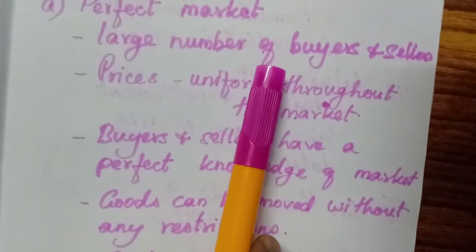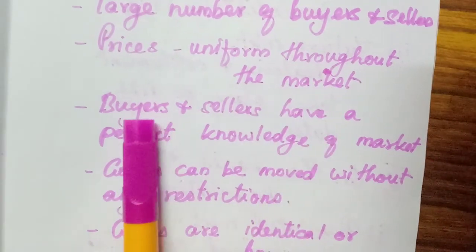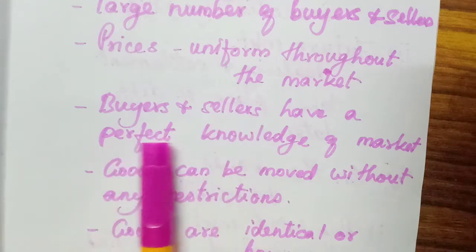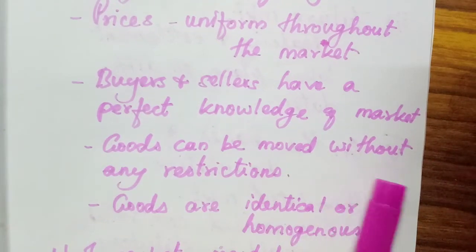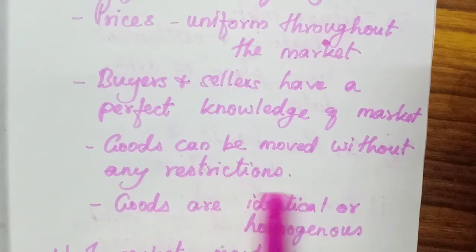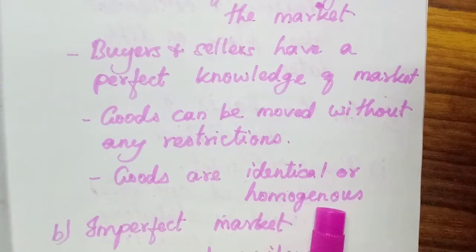Large number of buyers and sellers will be there. The prices will be uniform throughout the market. Then the buyers and sellers have a perfect knowledge about the market. Then goods can be moved from one place to another without any restriction. It can be moved freely. Then the goods are identical or homogeneous.